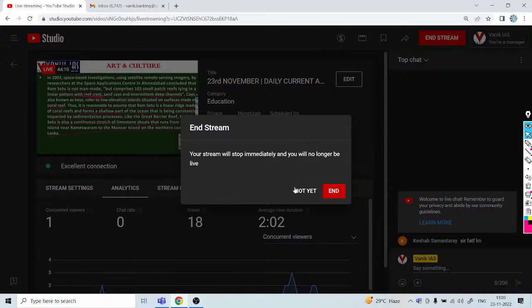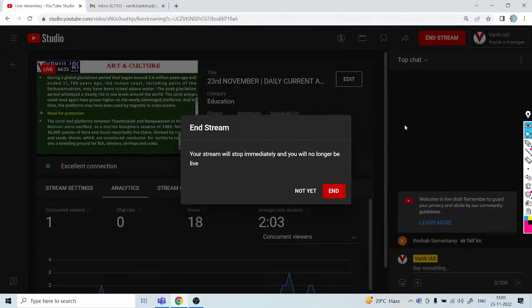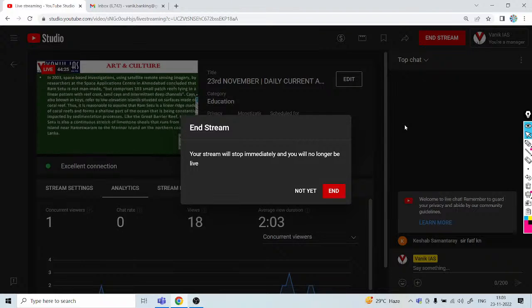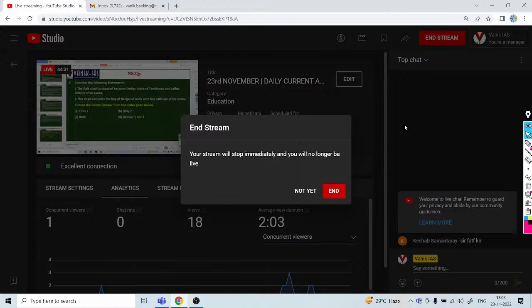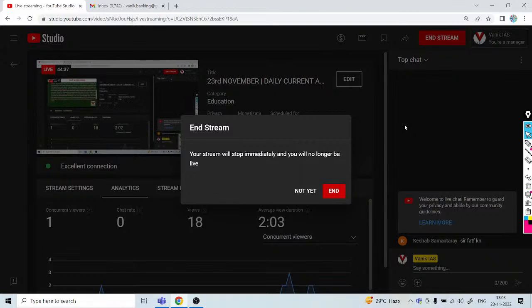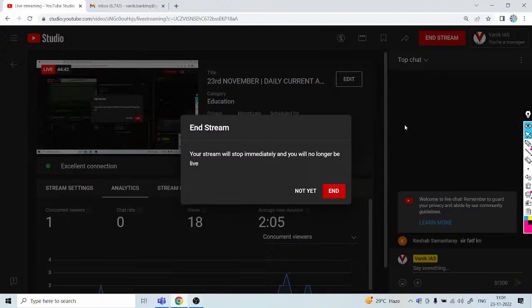FATF means Financial Action Task Force, whose headquarters is in Paris, France. It works especially on counter-terrorism, and especially to cover the financial aspect of terrorism, that is money laundering or terror financing. It is an international body that keeps countries on a grey list and a black list. Grey list means those who are active in terror financing. Black list means those who are completely providing safe haven to terror financing.